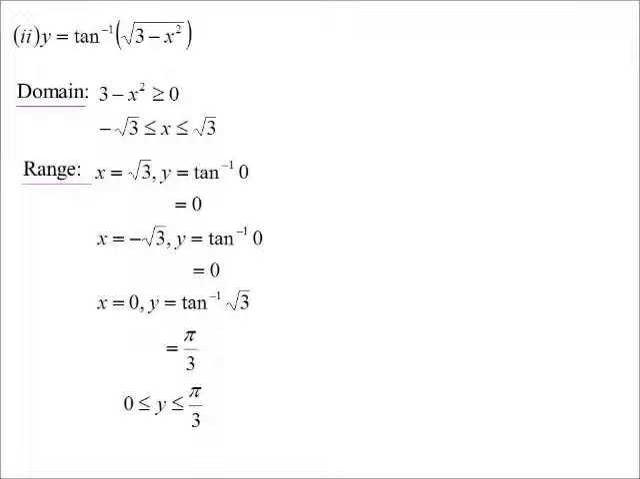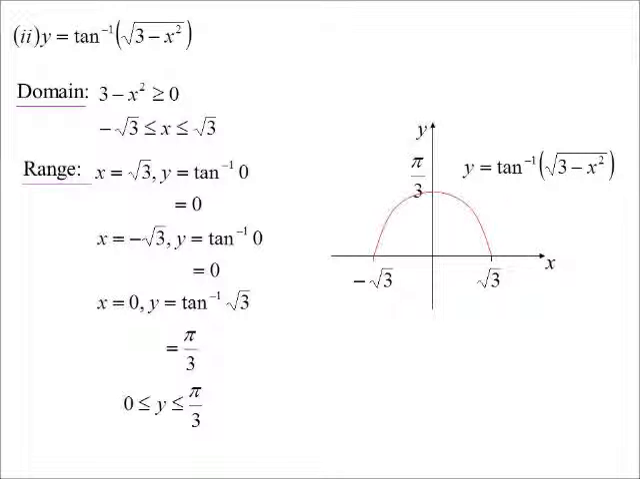So what does it look like? Okay. Let's draw up there. So we know that it's going up to pi on 3, minus root 3. It's 0 at root 3 and minus root 3. And then it will go up to pi on 3. It's something like that.